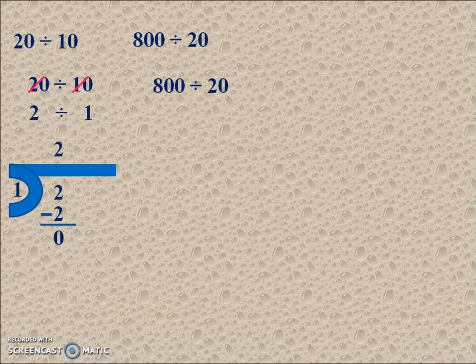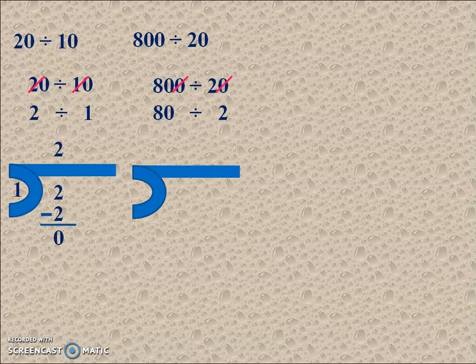Again, we can cancel the zeros. Remember students, we can cancel only an equal number of zeros. We cannot cancel all the zeros. Here we can cancel only 1 zero from each side. So now the remaining number is 80 divided by 2.